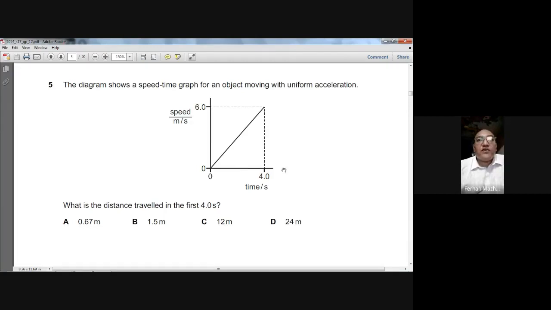So base is 4 and the height is 6. So 1 by 2 into base into height, 1 by 2 into 4 into 6. So it will be 1 by 2 into 24, and 12 will be the answer. So the area under the graph is 12. So the distance traveled by the body is 12 meter. So C is the choice. I hope you have understood it.